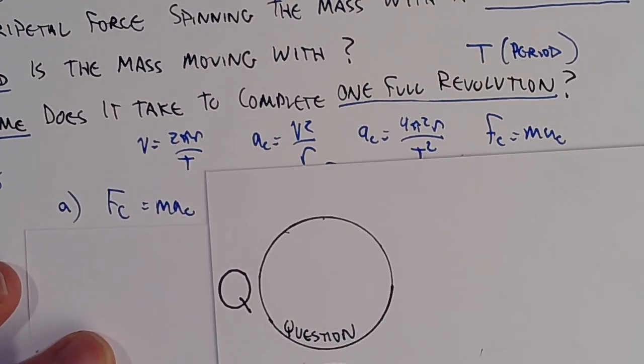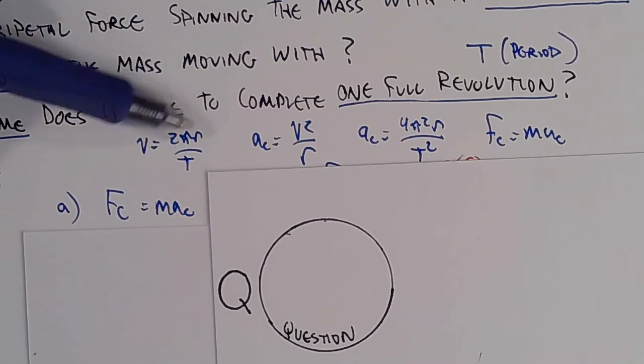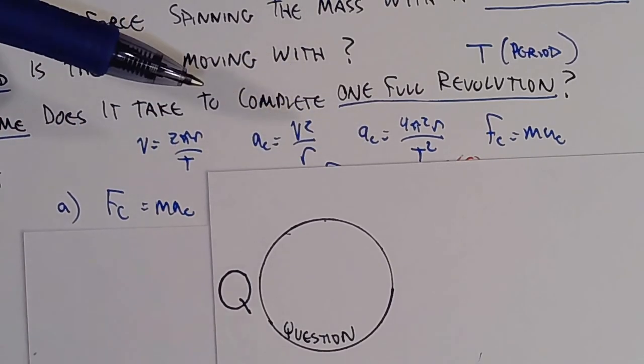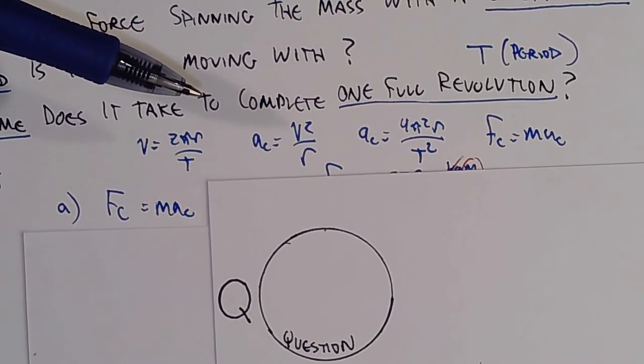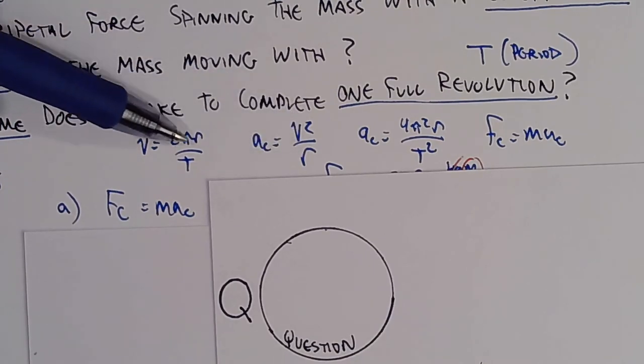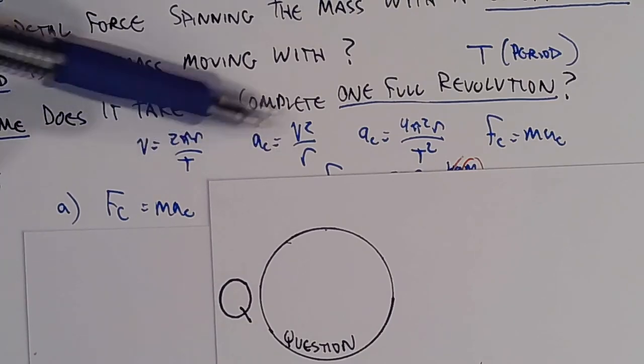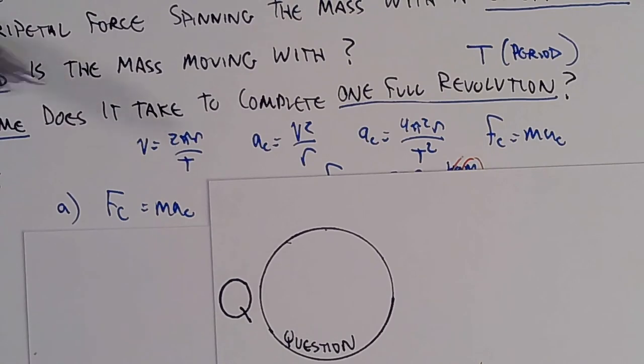All right, so now to start, I am interested in the speed. Now, if you notice, the speed appears in two equations. AC is V squared over R, and V is 2 pi R over T. Now, we actually don't know the T, and we don't know AC, so even though we have two equations that have speed in them, none of them can we solve in one step.